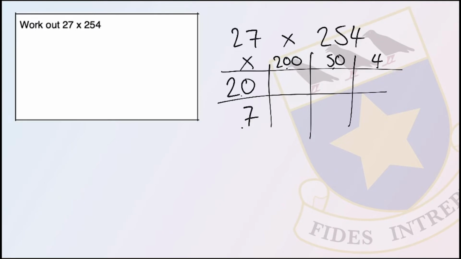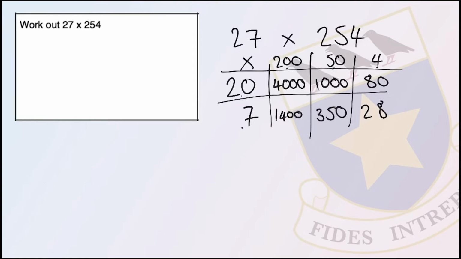So 20 multiplied by 200 is going to be 4,000. 20 multiplied by 50 is going to be 1,000. 20 multiplied by 4 is going to be 80. 7 multiplied by 200 is 1,400. 7 multiplied by 50 is 350. And 7 multiplied by 4 is 28.